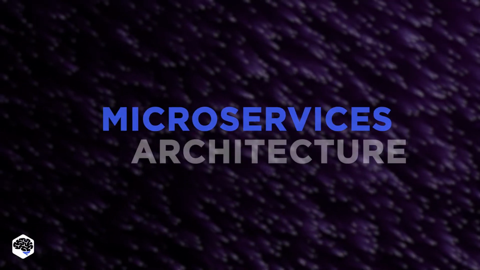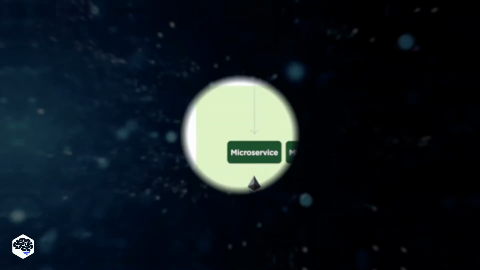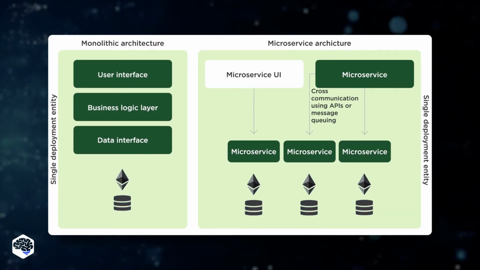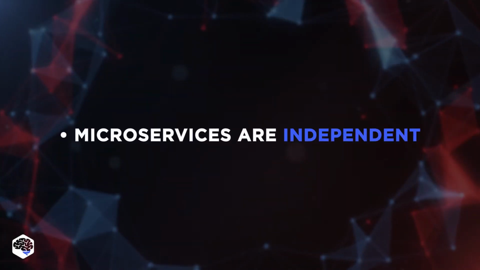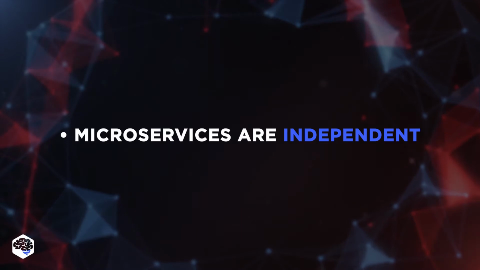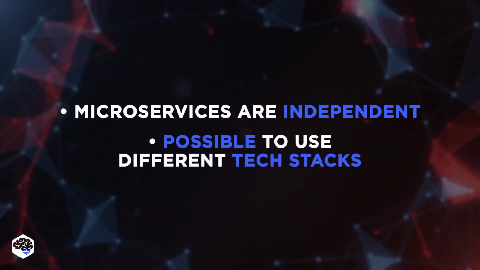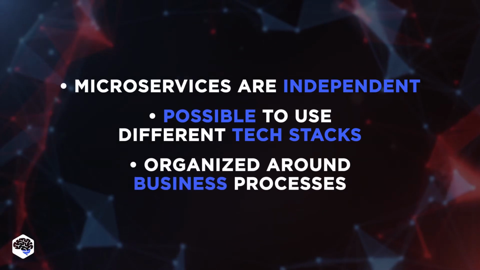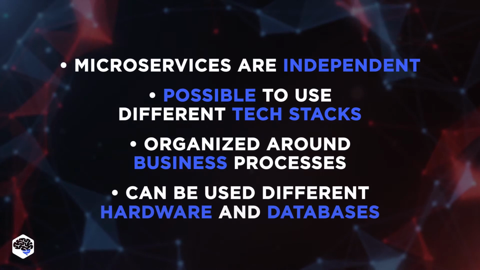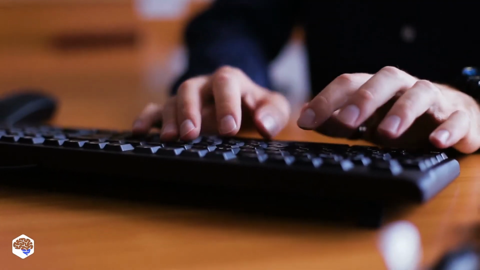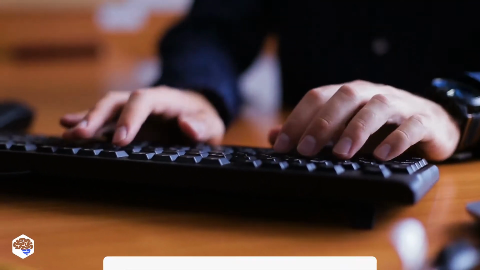Let's now take a look at microservices architecture. Here, the code is broken down into independent modules, where each feature is a standalone service. Its main characteristics are: microservices are independent and isolated. Developers can even use different tech stacks to create them. Microservices are organized around business processes. You can use different hardware and databases. It's common to use cloud and serverless computing for microservice architecture.